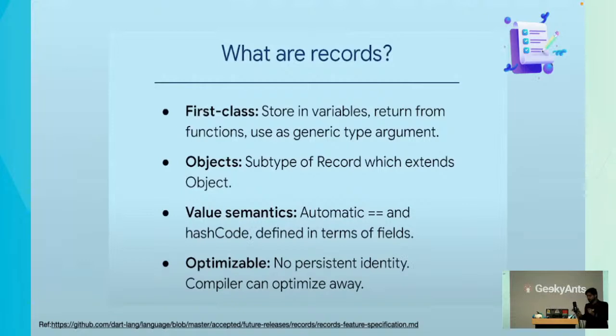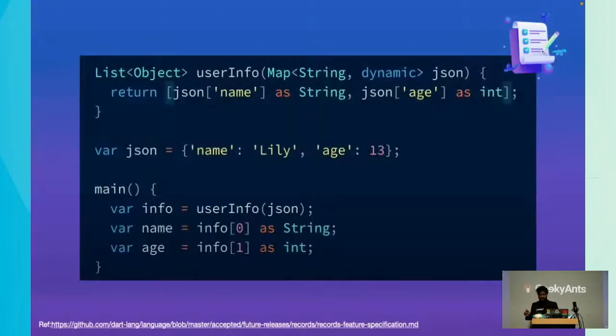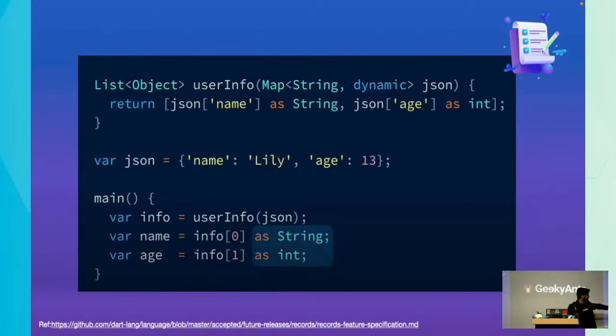Now, look at this code. Simple Dart code, right? You have a list of objects as a function, the user info. You will pass your JSON, and it will give you a map, right? But here is an issue. As soon as you go down here to get the information from the list that you passed from the function user info, you lost your type, right?